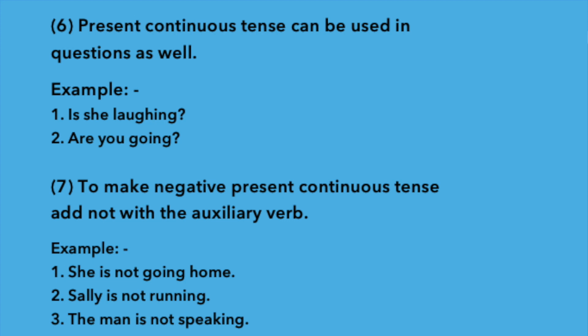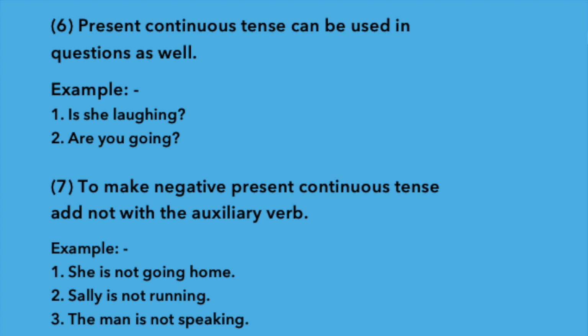Then if you want to make a negative present continuous sentence, add not with the auxiliary verb. What are the auxiliary verbs we used here? Is or am. So you can make the present continuous tense negative. Use not with the auxiliary verb is or are. For example, she is not going home. She is going home. Make the sentence negative. She is not going home.